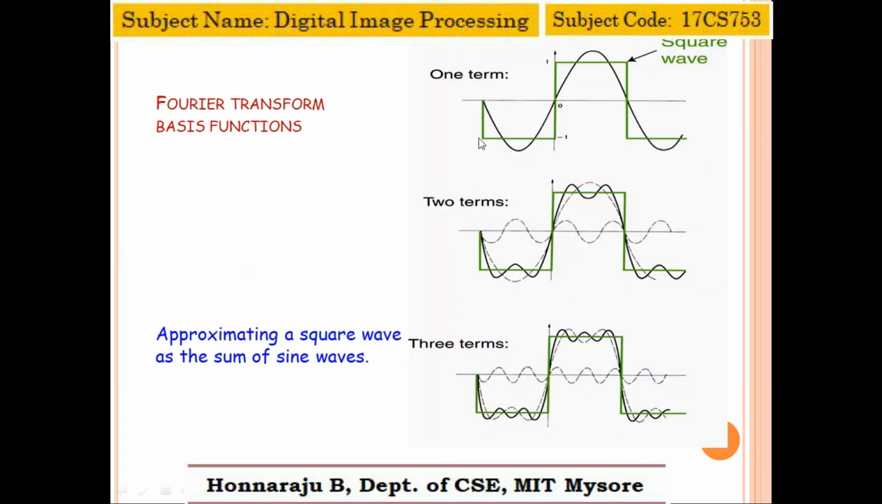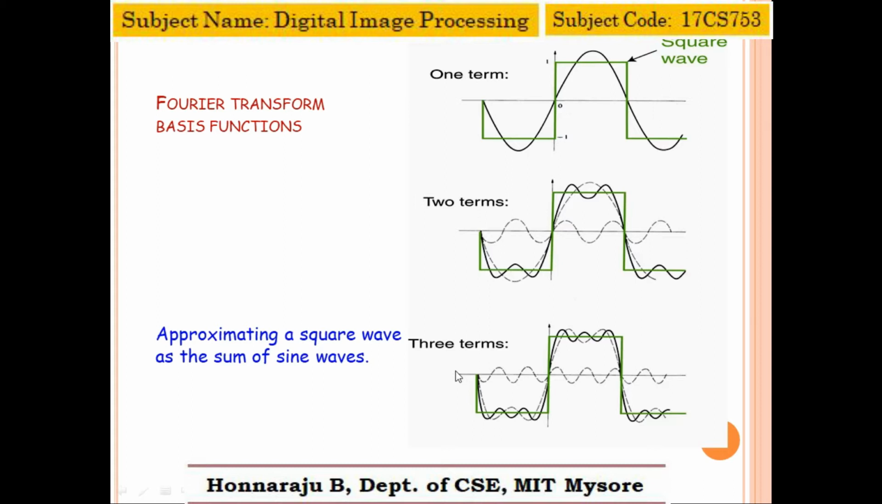So here are the Fourier transform basic functions. Here one term is represented by one square wave. Similarly, two terms represent one square wave, and similarly three terms represent one square wave. So here, as we add terms, we are approximating the square wave as the sum of sine waves. All the sine waves are summed and the square wave is approximated.